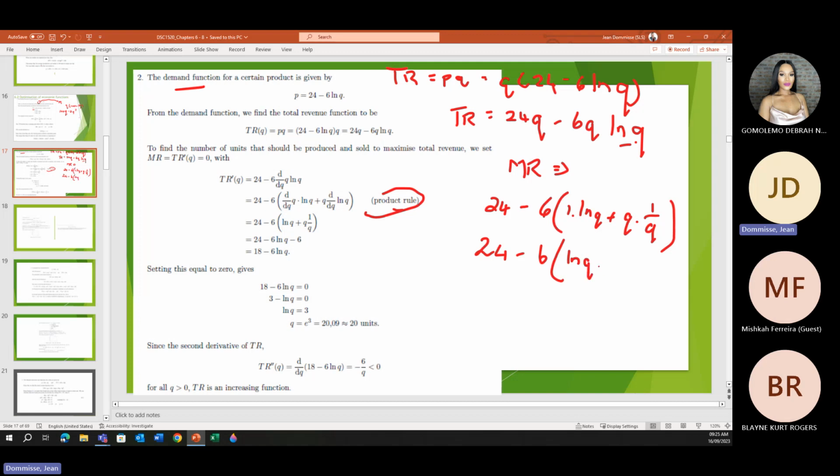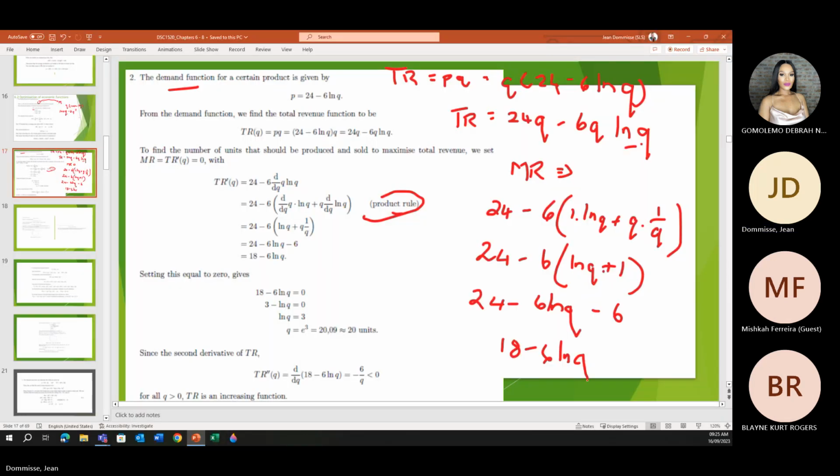Q times 1 over Q becomes actually then plus 1. So Q will go to the top. Q divided by Q is 1. So then if we calculate this out, minus 6, which will then give us 18 minus 6 ln Q. Okay, so this is nearly what I had in mind when I were talking about the previous ones.